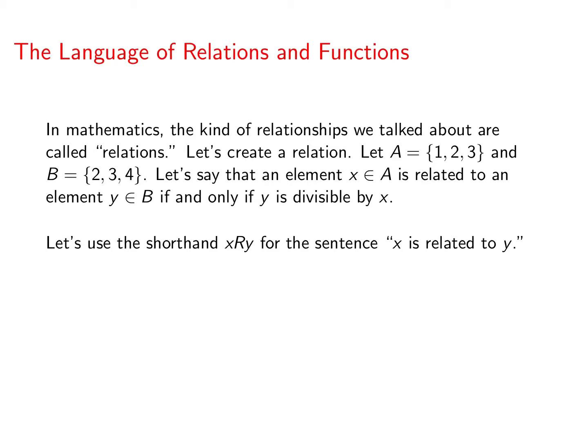We're going to use a shorthand. We're going to use the shorthand x R y for the sentence x is related to y. So when you see this capital R, we're going to use that for is related to. Now it doesn't actually have to be an R. Later on we'll use other letters. That's okay.